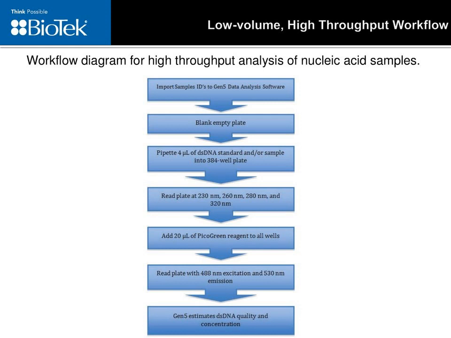We'll then add 20 microliters of PicoGreen reagent to all the wells, and after the appropriate incubation period, we'll read the plate using 488 nanometer excitation and 530 nanometer emission. And then Gen5 will automatically estimate the DNA quality and concentration.